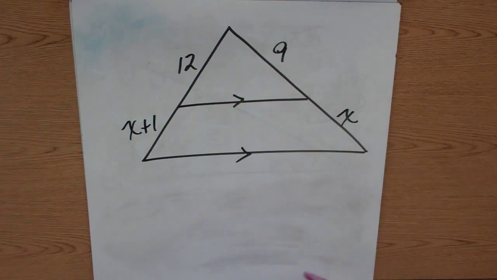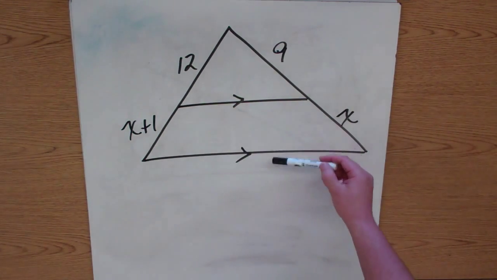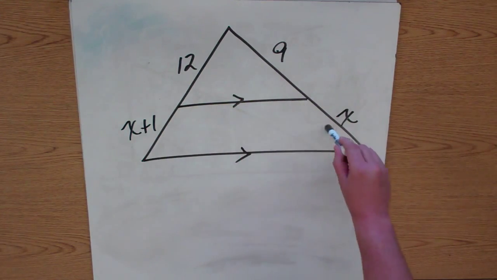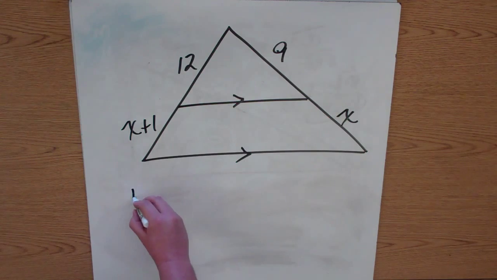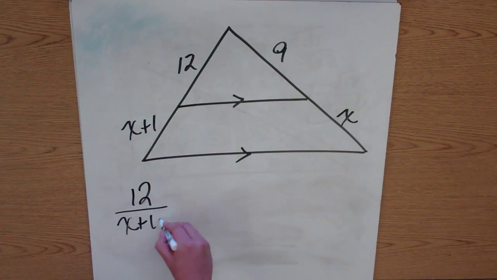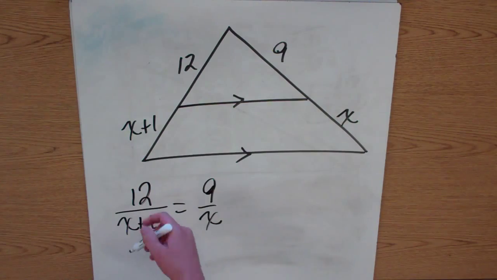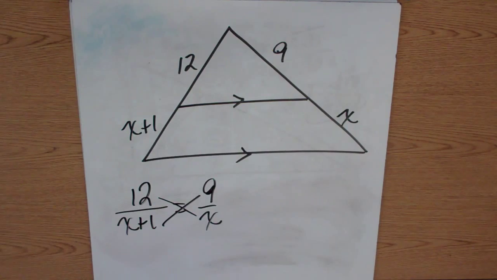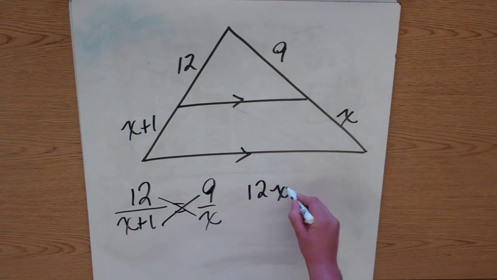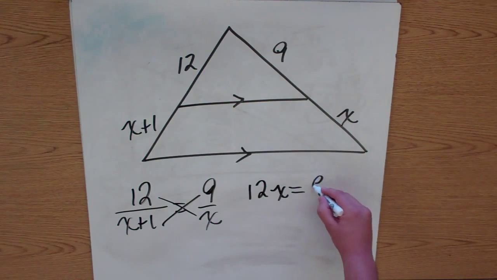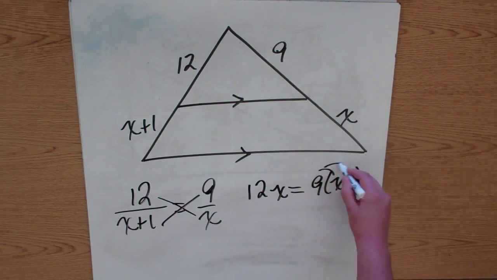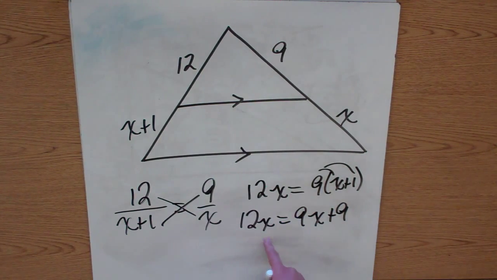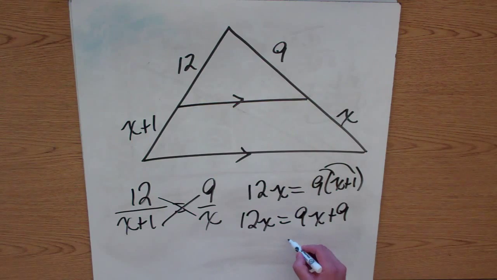So here we have an example, a triangle. These two lines are parallel. So we know that 12 over x plus 1 is going to equal 9 over x. It's what we just learned. Now you simply cross multiply. 12x equals 9 times x plus 1. Distribute through. So 12x equals 9x plus 9.